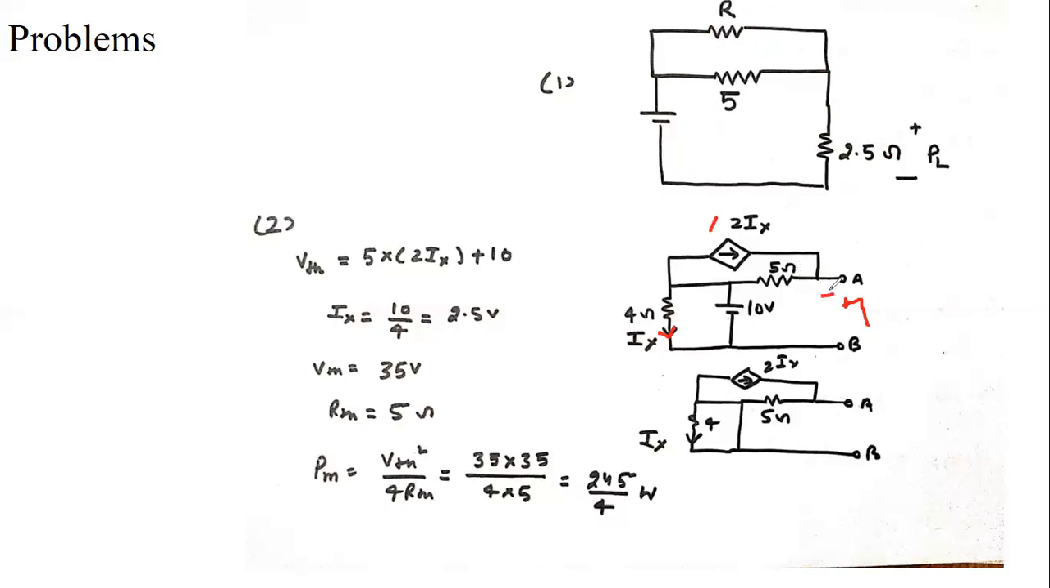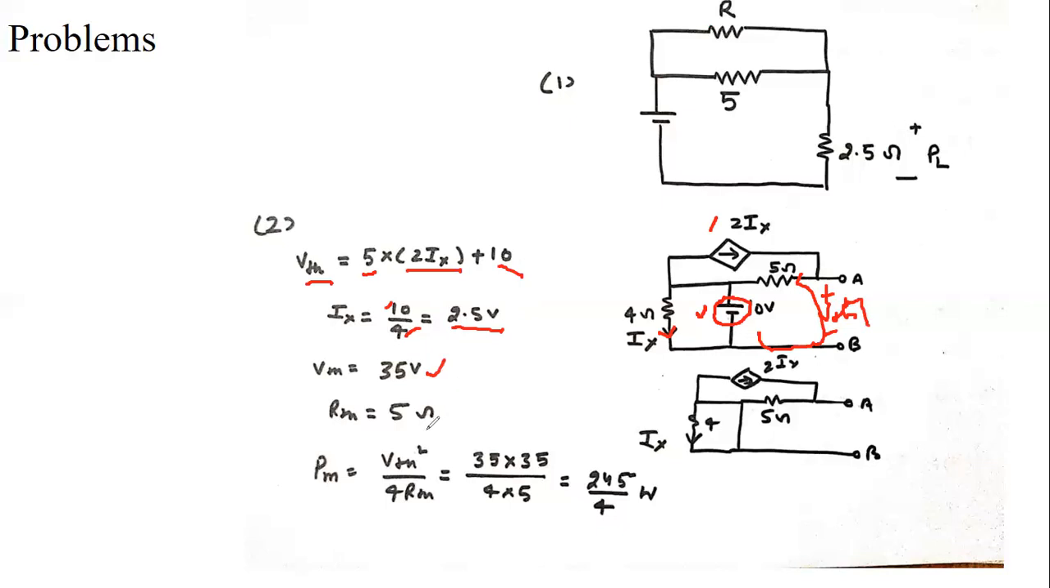So suppose this voltage is VTH. So this voltage VTH is equal to the voltage across this 5 ohm resistance plus 10 volt. So VTH is now equal to 5 ohm times the current in the resistance, which is 2Ix, plus 10. And the value of Ix is the current in the 4 ohm resistance, which is parallel with 10 volt. So the value of Ix is 10 divided by 4, which is 2.5. So VTH of the circuit becomes 35 volt.